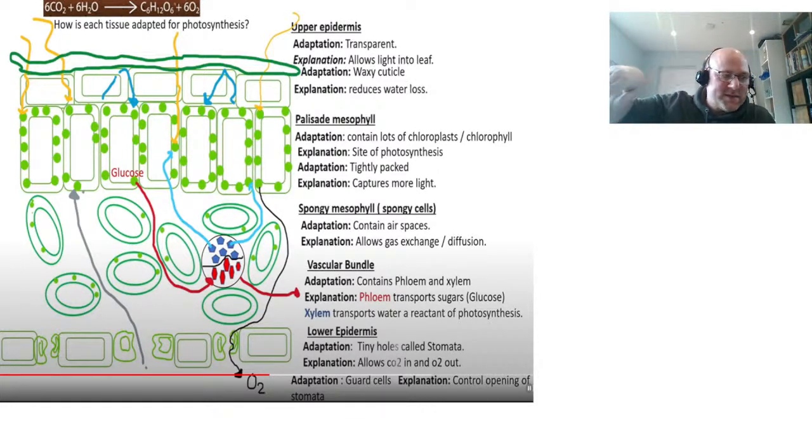The upper epidermis is see-through, so light can go through. The palisade cells or tissues are packed with chloroplasts for photosynthesis. They absorb light. Spongy cells have air gaps to allow diffusion. And the vascular bundle, the phloem, carries sugars, the xylem, water and minerals. And the lower epidermis contains stomata to allow carbon dioxide in for photosynthesis. And the guard cells open and close the stomata. So you can revise that. That's on here. You can rewatch and revise that.